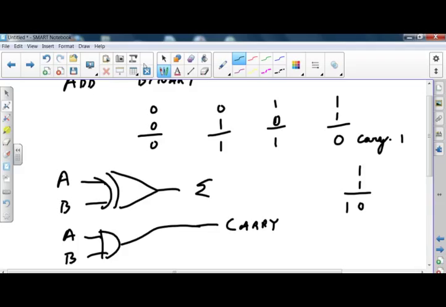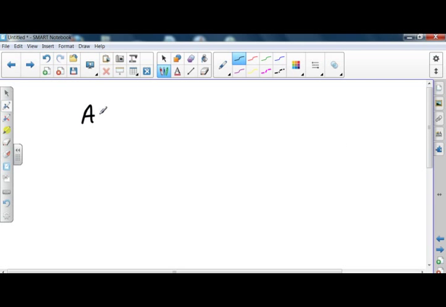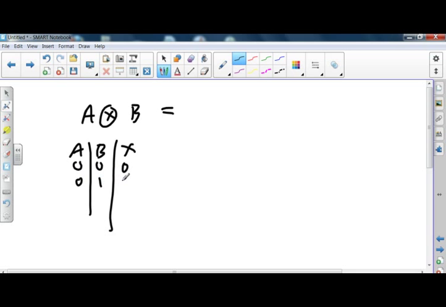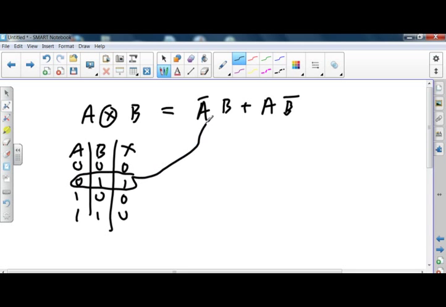Now, let's look at this one more time here. We have A exclusive OR B. It has a truth table, A, B, X: 0, 0, 0; 0, 1, 1; 1, 0, 1; 1, 1, 0. So this is going to be A not B or A B not. A not B, right there. That should be a 1. 1, 0, 1, shouldn't it? Yeah, that's a 1. That's that guy there.